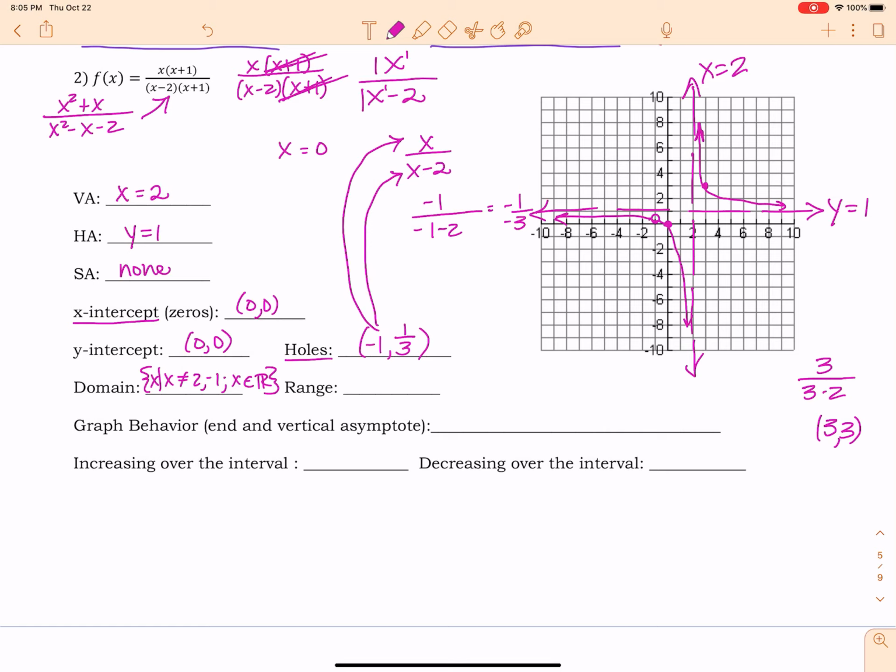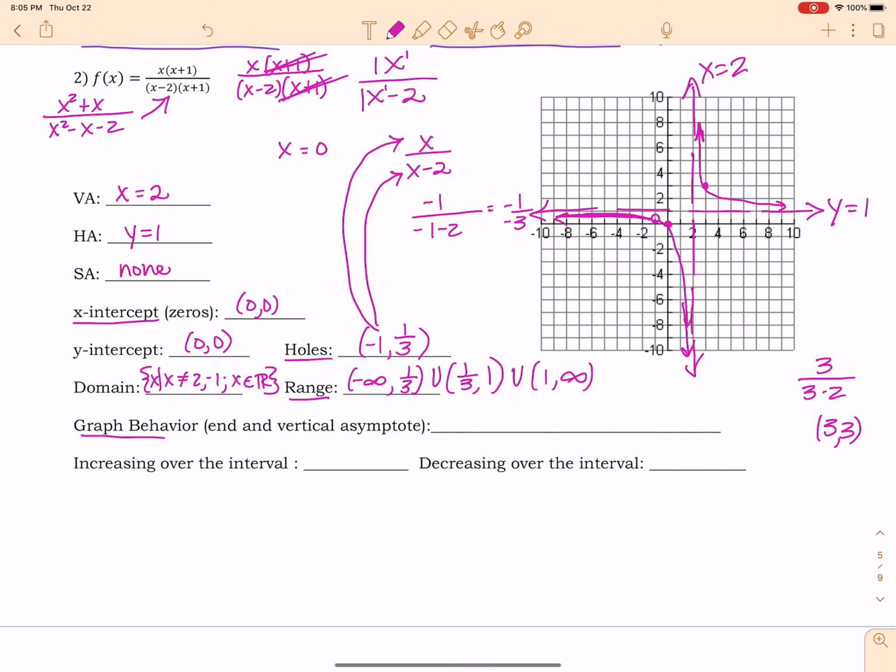Okay, now I can find my range. So from -infinity, see how the graph goes down this way? So I've got -infinity, and then it's going to be up to the y value at the hole, so 1/3. And then 1/3 up to my horizontal asymptote of 1, because there are values right in here. And then, of course, 1 to positive infinity. That's what the range is going to look like.